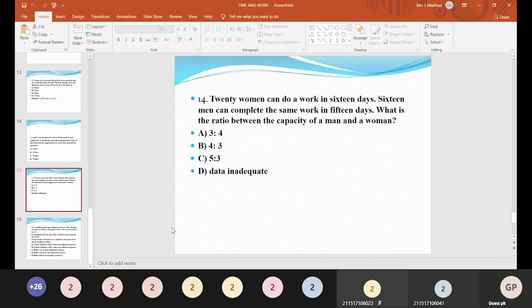So 20 into 16. It means the women can complete in 1 day, then one woman's 1 day's work is 1 divided by 320. 20 into 16 is 320. So one woman's 1 day's work is 1 by 320. 16 into 15 men can complete the work, so one man's 1 day's work is 1 by 240. So the required ratio is 1 by 240 is to 1 by 320, which is equal to 1 by 3 is to 1 by 4. On taking the cross multiplication, we get 4 is to 3. So here the ratio between the capacity of a man and a woman is 4 is to 3.